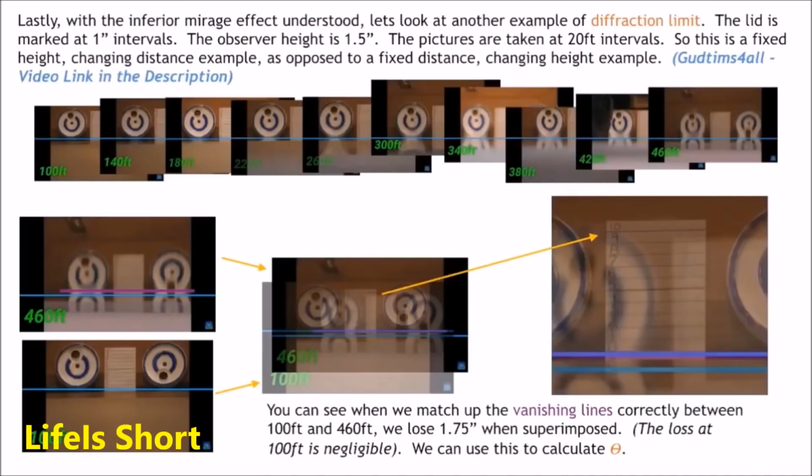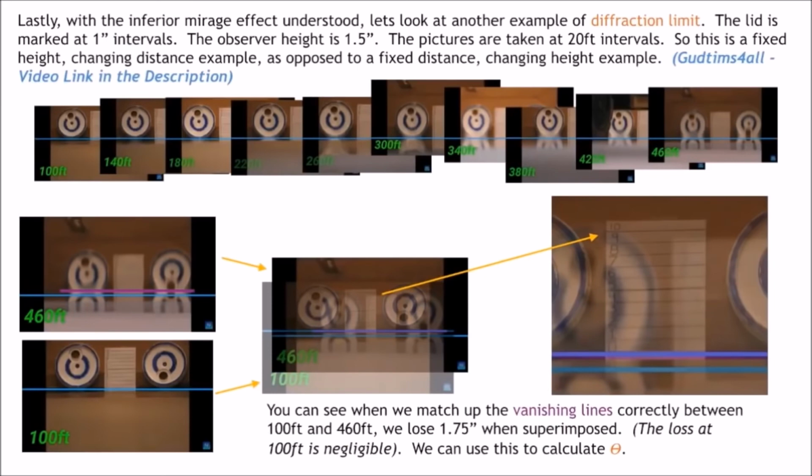Let's look at another example of diffraction limit. The lid in this example in a warehouse is marked at 1-inch intervals. The observer height is 1.5 inches. The pictures are taken at 20-foot intervals. So this is a fixed height changing distance example as opposed to a fixed distance changing height example. Again, video link in the description.